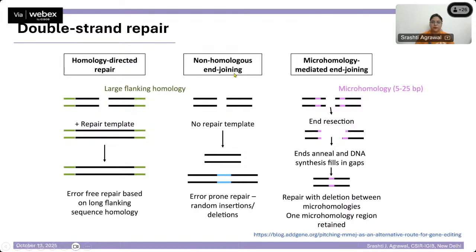Then we have non-homologous end joining, where there are no repair templates, just random bases are put in between, hoping that the other repair machinery would take care of it further after the replication.